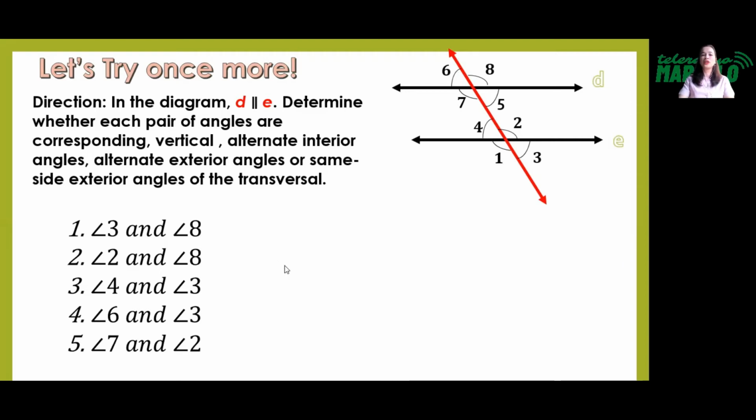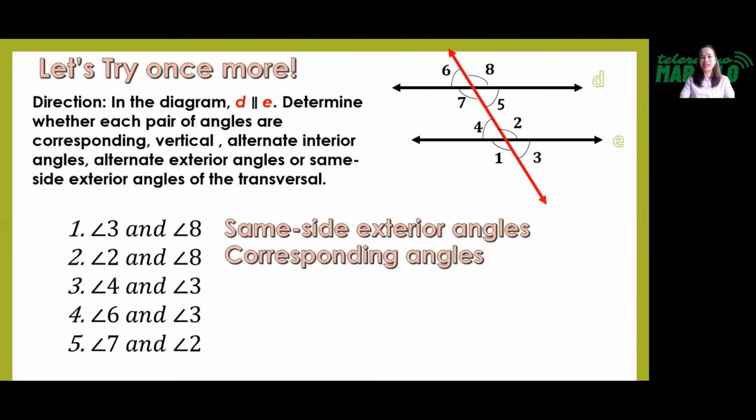Okay, so for number 1, we have angle 3 and 8. Angle 3 and 8 are same side exterior angles, correct? Number 2, the given is angle 2 and angle 8. So angle 2 and angle 8 is corresponding angles, right? Number 3, angle 4 and angle 3. Look at the figure. The location of angle 4 and angle 3, they are opposite.